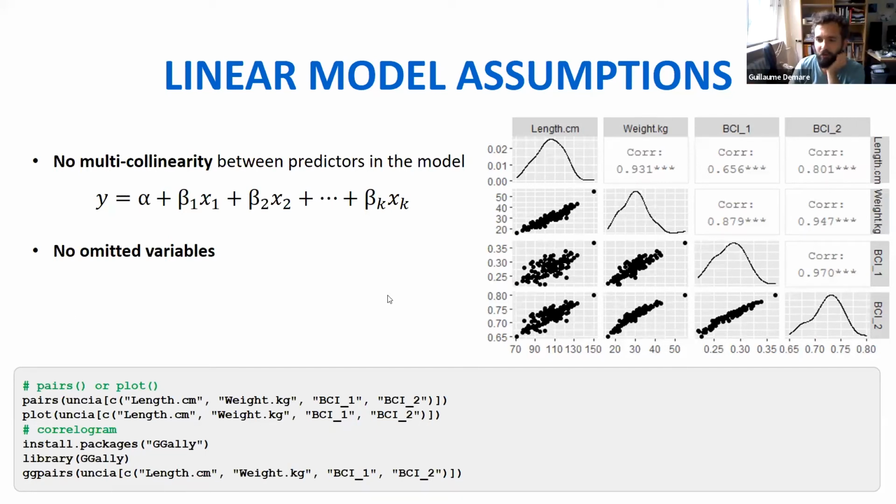Another assumption is that you didn't omit important variables in your model. Of course, that's difficult to assess because you have to use your intuition about your system and whether you did omit something. Let's say you're trying to fit a model with very unimportant variables, then you might not get really good results. So hopefully you have included all the variables you think are important to test your hypothesis.